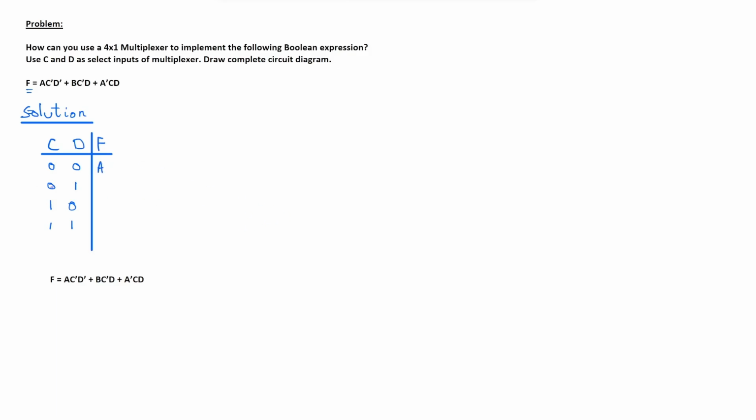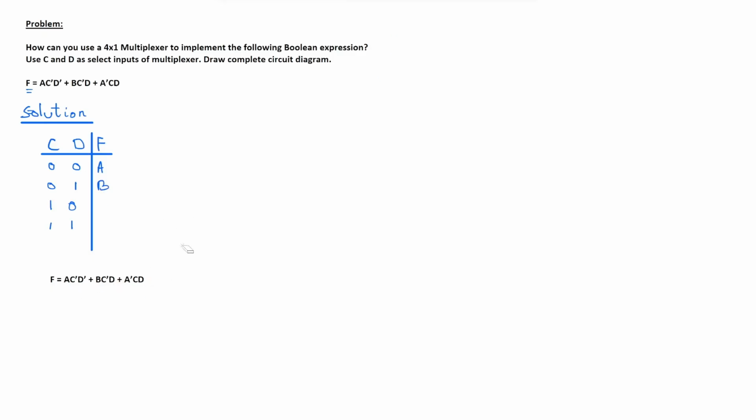Next, let's see when C is 0 and D is 1. So F will be equal to, C prime will be 1, and D prime will be 0. So this term will be gone because D prime is 0. The second term here, C prime is 1 and D is 1, so we will have B. The last term here, A prime, C is 0, so this will be gone. So from the second row, we will pass B to the output.